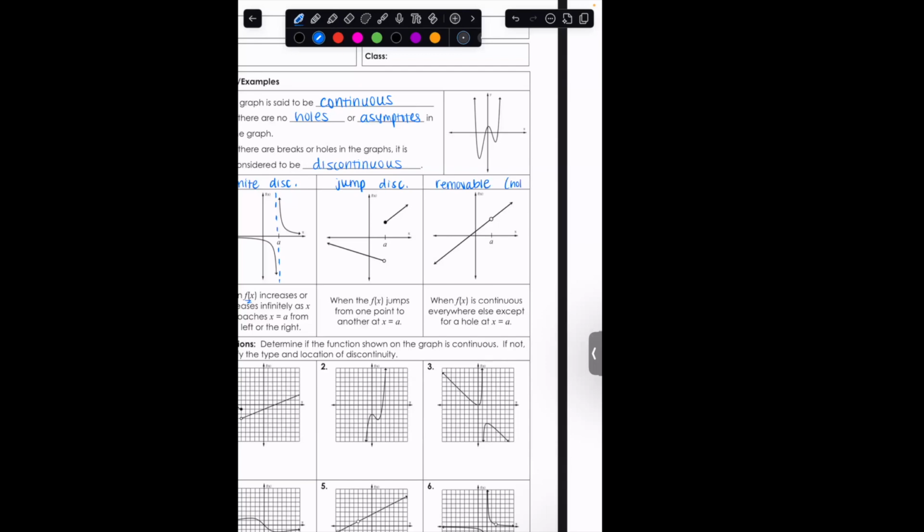And these are always just holes. So removable discontinuity basically just means I could put something into that spot very easily, just one single point, and make it continuous, but it is not continuous right now.